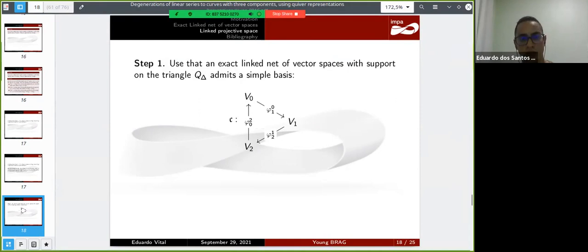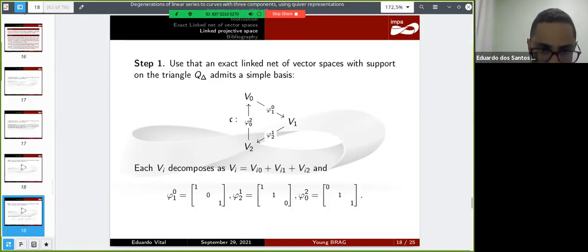Thus, use this to conclude the general theorem. Thus, using that an exactly linked net of vector spaces with support on a triangular quiver, Q delta, admits a simple basis, as you saw in the previous example, we'll consider C, which represents this exact net, which is over a Zn quiver, but here we just draw the support. We are assuming that the support is a triangle quiver. All right.